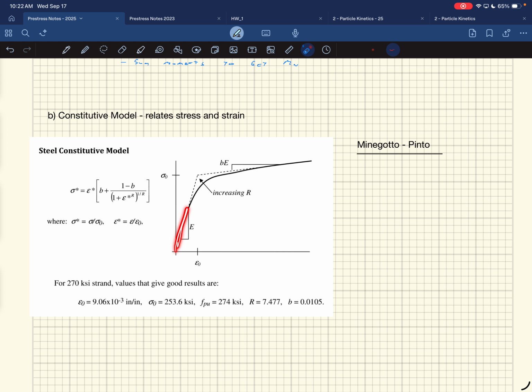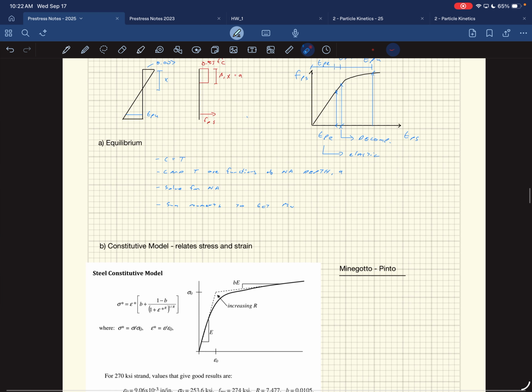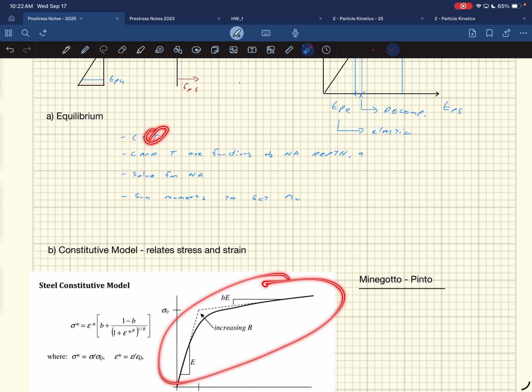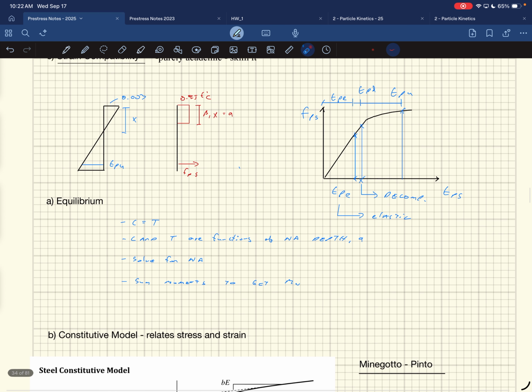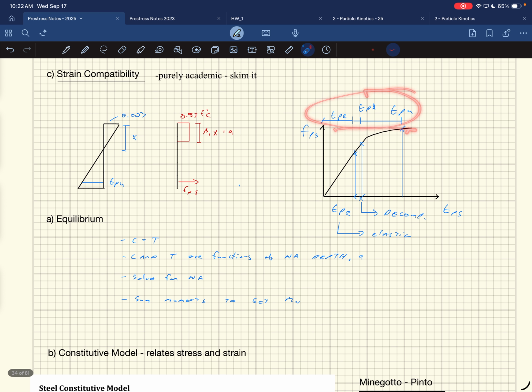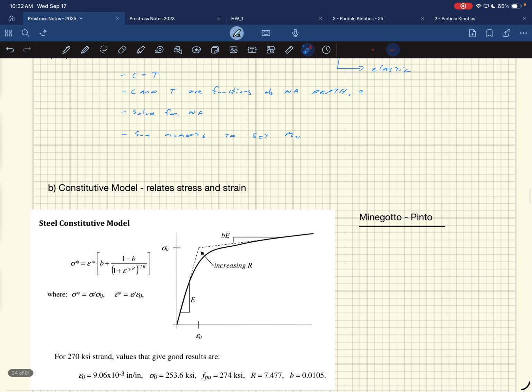Down in here, it will be elastic. It'll just be epsilon sub ps times E. That's the relationship between the two. Or it's this whole equation. This is called the Menegotto-Pinto. You used to have to do this in a homework. You had to program in Menegotto-Pinto and put it in there, and then your T would be this, a function of neutral axis depth, but with three strains floating around in there as well. Then you would set C equal to T, and it was a big deal. It was super fun for me, but I'm not going to make you do it, okay?